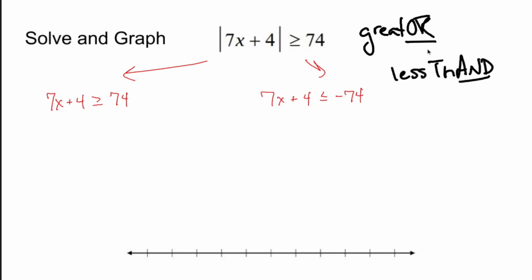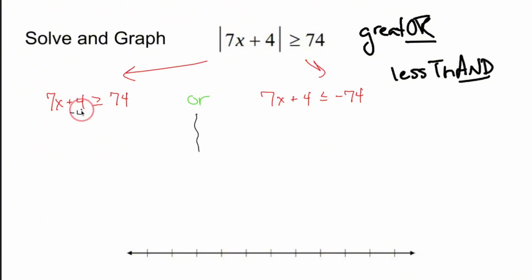Now, the other part to this is this clever thing. The moment I split it up, I have to look at my symbol. That's a greater than symbol. A greater than symbol is "great or." So the word that we're going to use is "or." And then you just solve each of these individually like you normally would. We've done compound inequalities, so you solve each one of these individually.